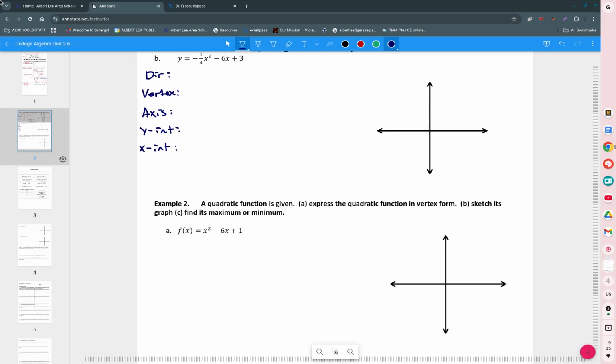Okay, second example and our final example for the day. What makes this problem a little bit more difficult? There's a fraction. You guys need help with the fractions.